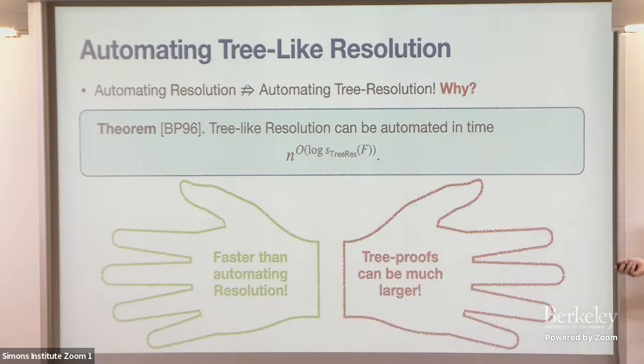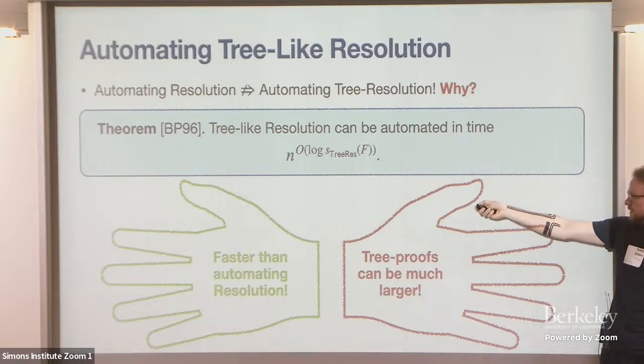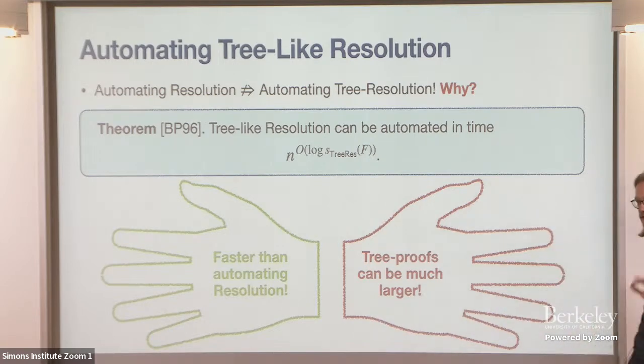But on the other hand, tree-like proofs can be much larger than DAG-like resolution proofs. There are exponential separations between the two. And it's very important that the exponent is in the size of the smallest tree resolution proof and not in terms of the size of the smallest resolution proof. Does that make sense? Okay, cool.